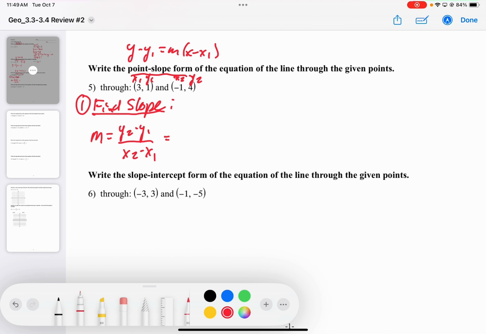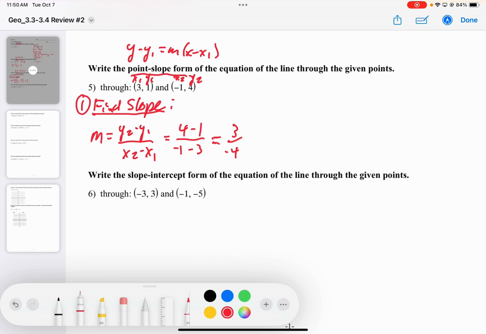And then plug in. So y2 minus y1, which is minus 1, equals negative 1 minus 3. 4 minus 1, 3. Negative 1 minus 3, negative 4. So my slope is going to be negative 3/4. Okay? And now I need to write the point slope form of the equation.